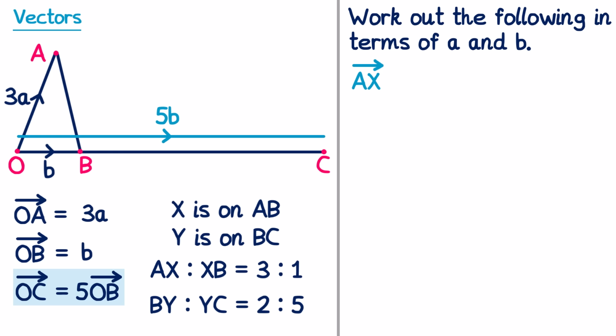It's then quite easy to see that BC must be 4b, since the total length of the line is 5b, and OB is 1b, so BC must be 4b. So we put a 4b here.